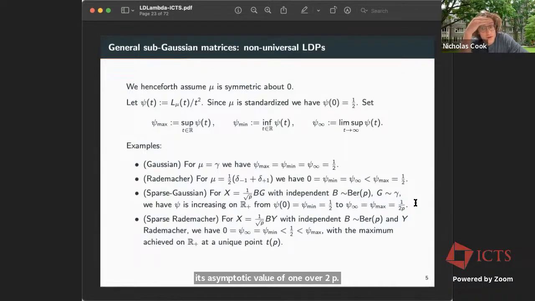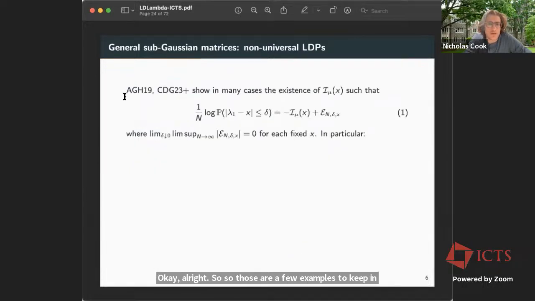You can do the same with the Rademacher distribution. Randomly set it to zero and scale by 1/√p. And in this case, it's not increasing; it actually increases up to some maximum value and then decreases to zero. So psi infinity is zero, but psi max is larger than a half. The maximum is achieved at a unique point t depending on p. And I believe that it's achieved at zero if p is above some threshold. Sorry, I don't remember how this parameter behaves. All right, so those are a few examples to keep in mind.